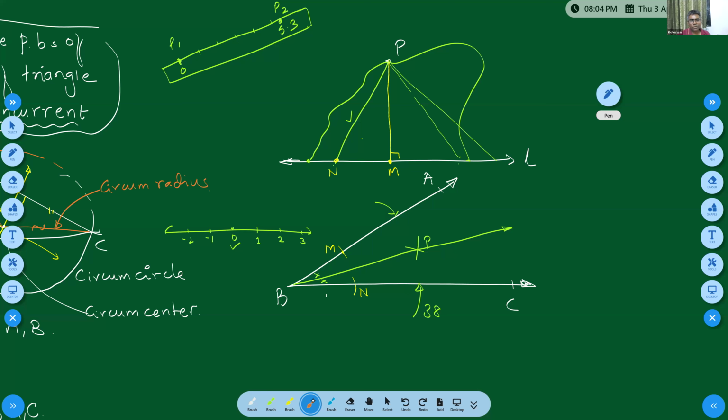Sir, I think it is okay, because let's say if I join NP and MP, by SSS, the two triangles are congruent, because we have constructed them. BN equals MP by construction, NP equals MP by construction, and BP is a common side. So by SSS these two triangles are congruent, and therefore by corresponding angles of congruent triangles, we are bound to get this as the angle bisector. That is the reason why it is going to work.